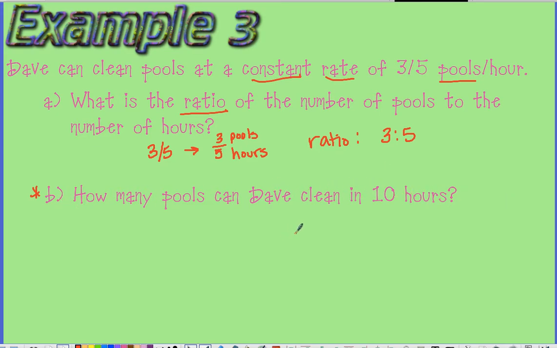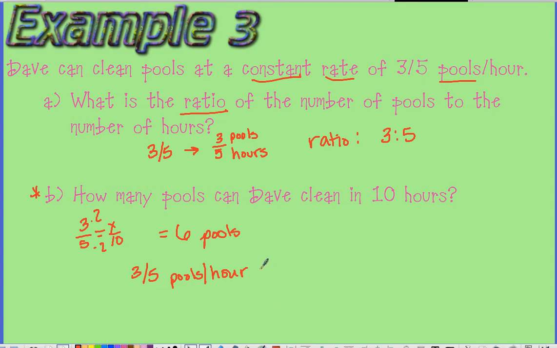Well, we have a couple of ways that we can do this. We can use equivalent ratios and say that we have 3 to 5, and we want to get to 10 hours, which is x. We know that 5 times 2 gives us 10, so we multiply by 2 and we get 6 pools. However, I'd like us to get to the point where we can say, okay, well he can clean 3/5 pools per hour.